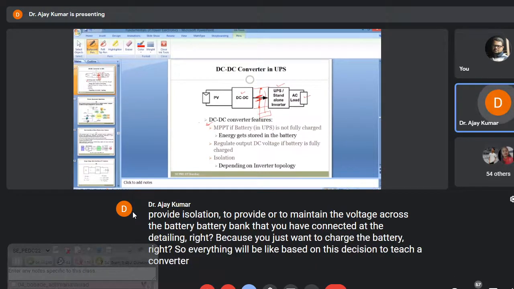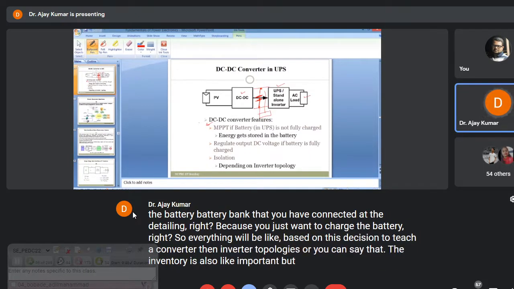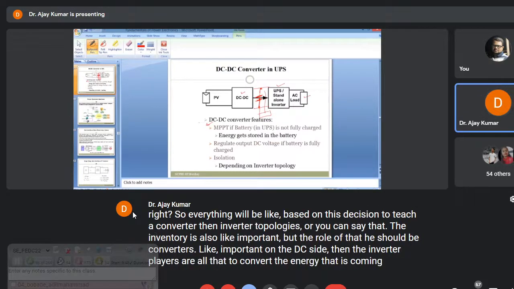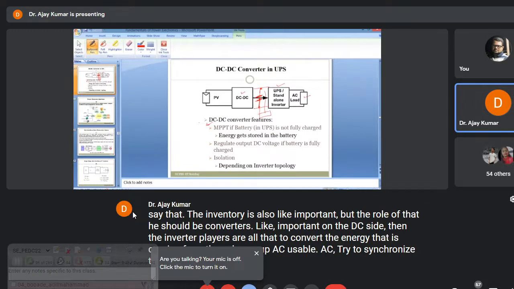The inverter topology is also important, but the role of the DC to DC converter is important on the DC side. Then the inverter plays a role to convert the energy coming from the solar into usable AC, and to synchronize the energy to the existing grid. That will be taken care of by the inverter.